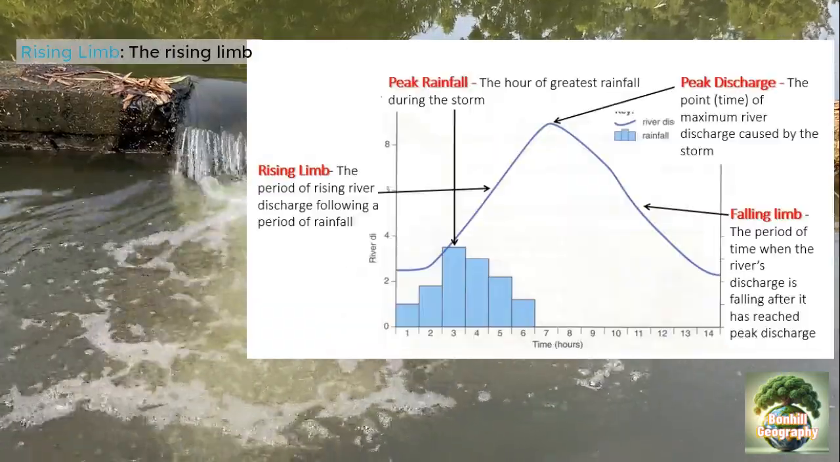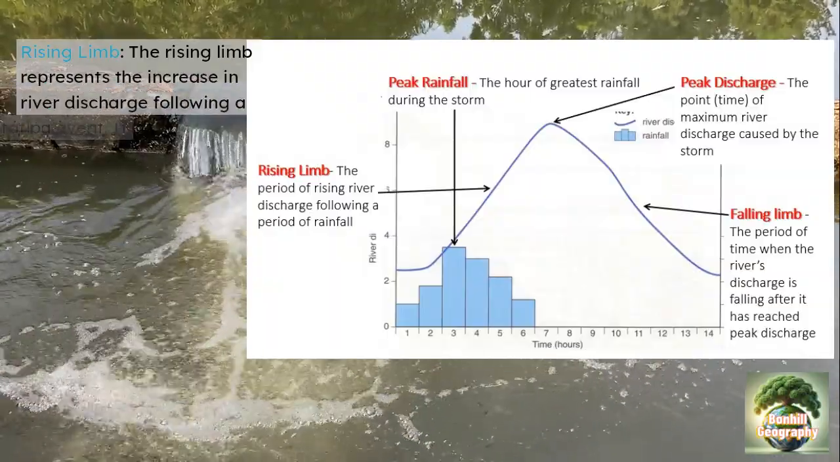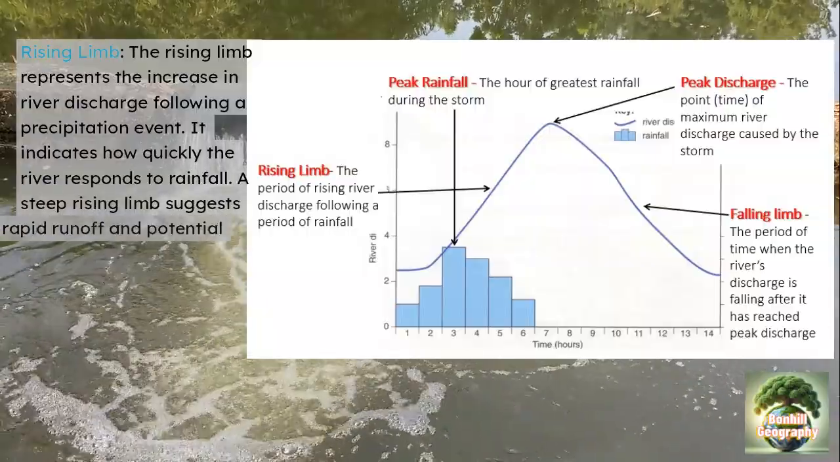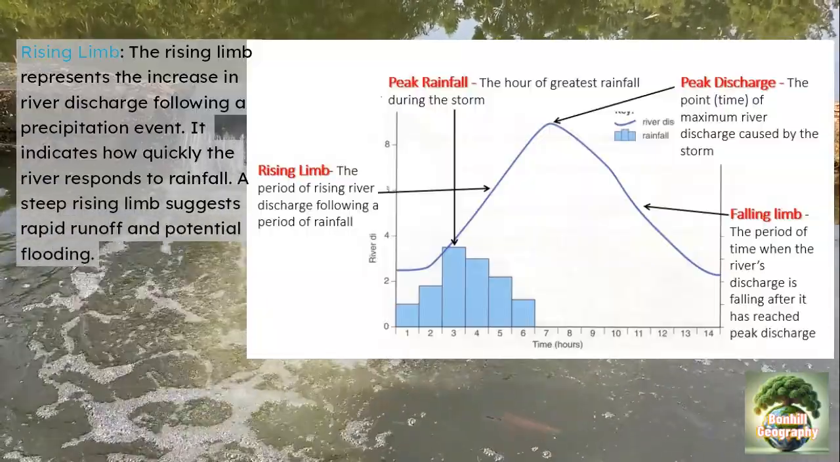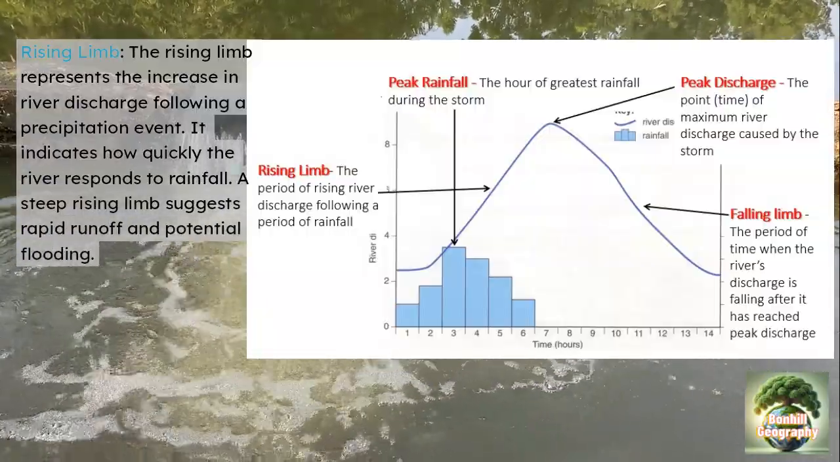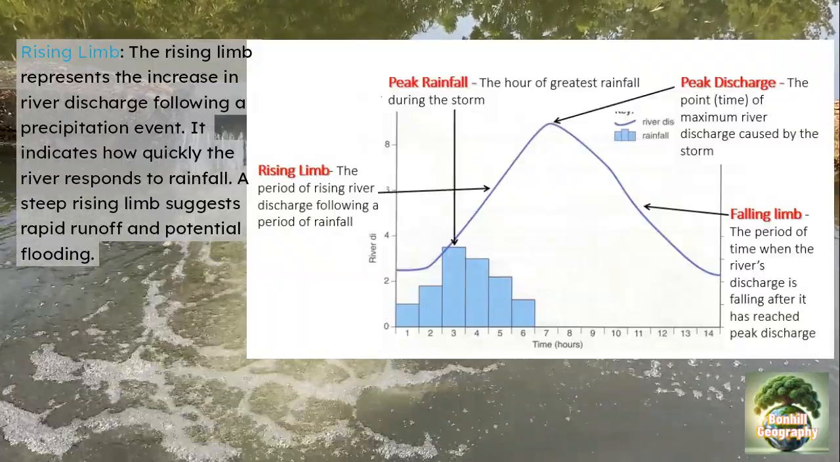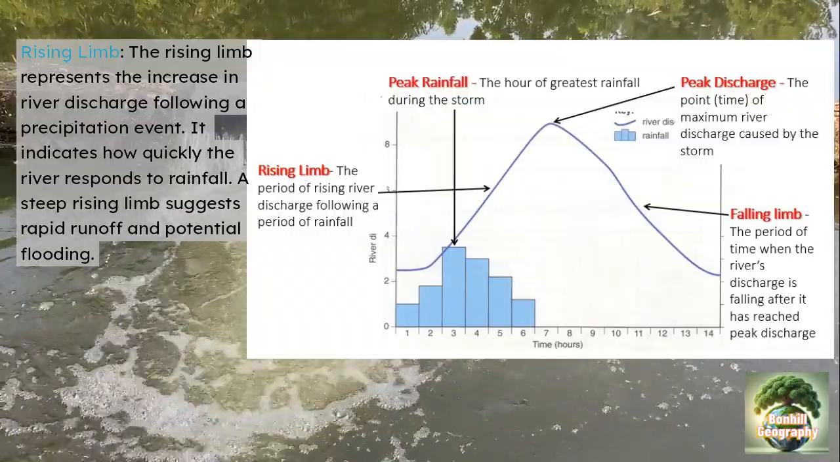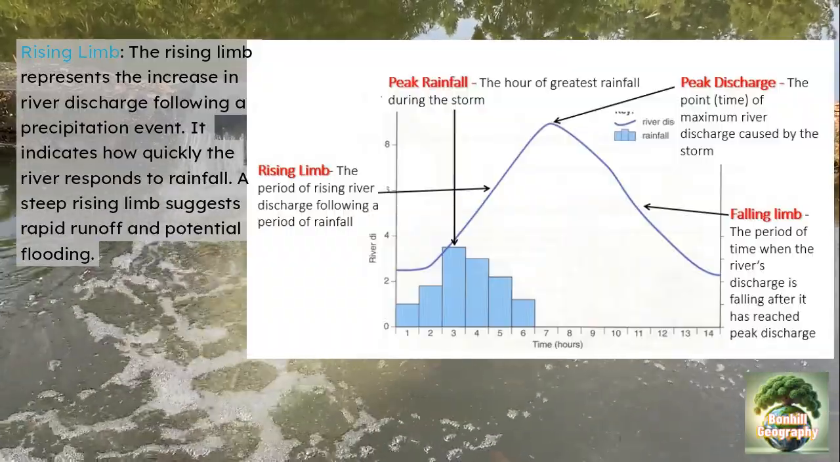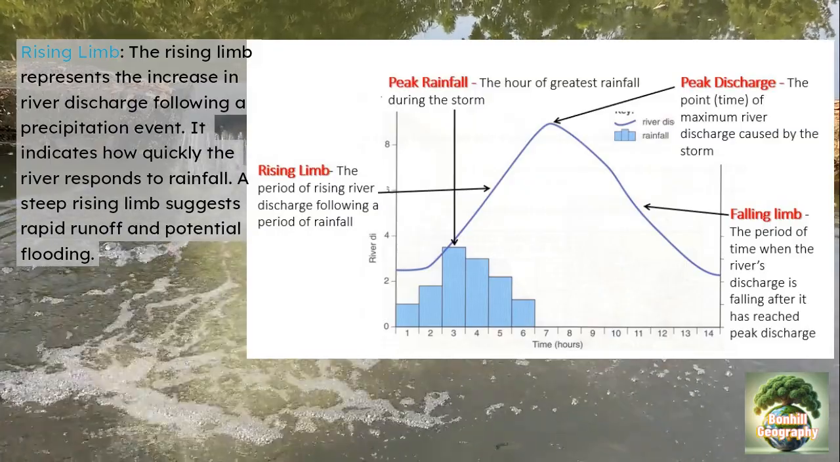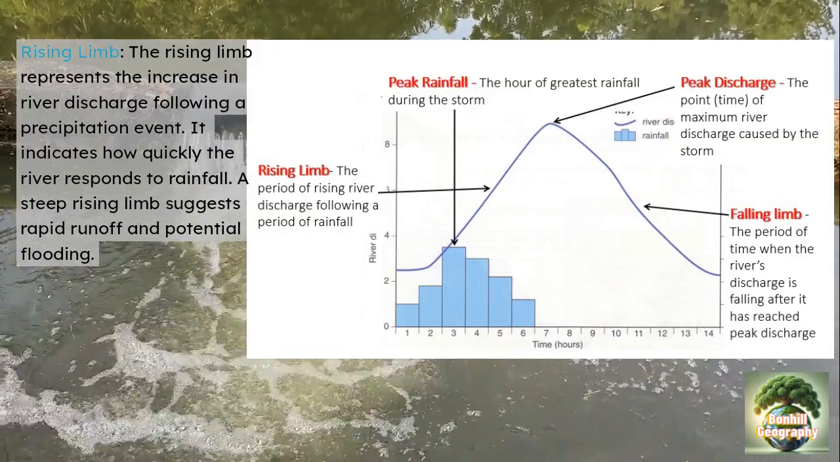The rising limb. Now, the rising limb represents the increase in river discharge following a precipitation event. It indicates how quickly the river responds to rainfall. If the rising limb, as we can see on the diagram here, is very steep, this suggests rapid surface runoff and potentially leading to a flood. If it's very gentle, then it means that the water is getting to the river very slowly, meaning it's less likely to flood.